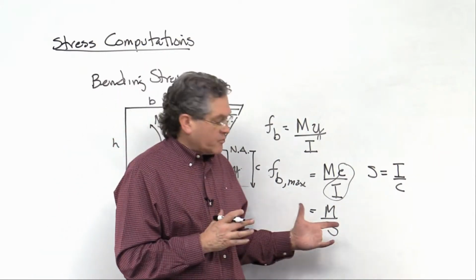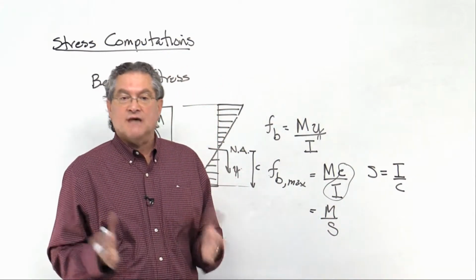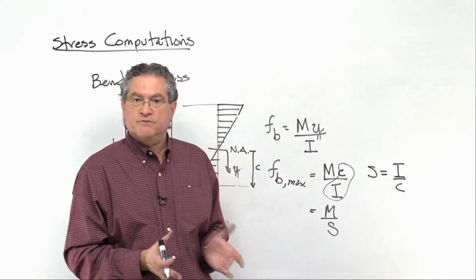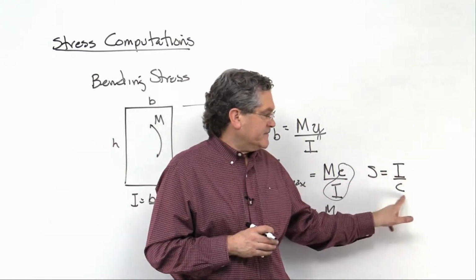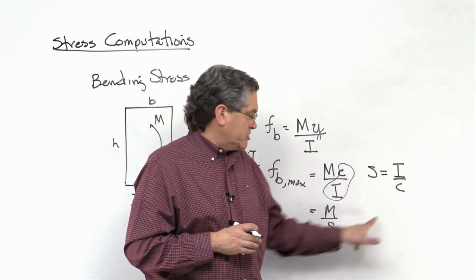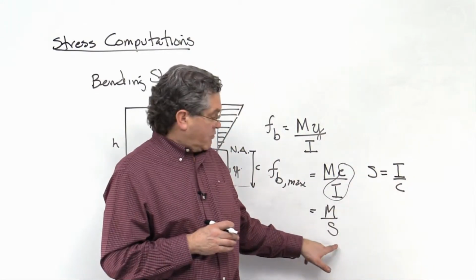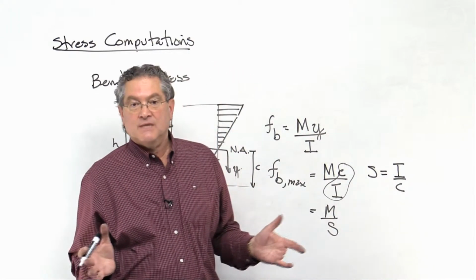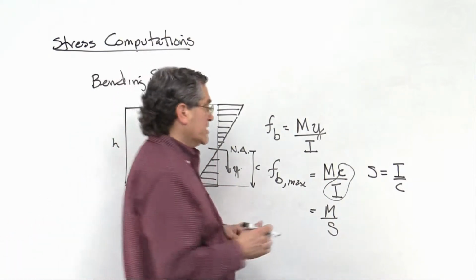And the reason why we do this is because in design, when you're trying to select a section, you don't know what I is, or you don't know what C is, but that ratio is unique to the cross section. So what we do is we solve for an S. And then it's only one variable that we're looking for.